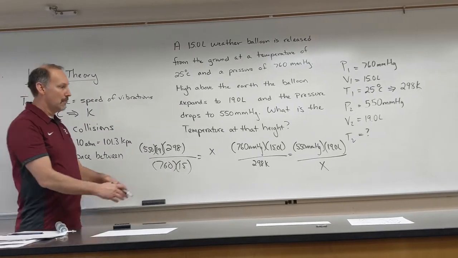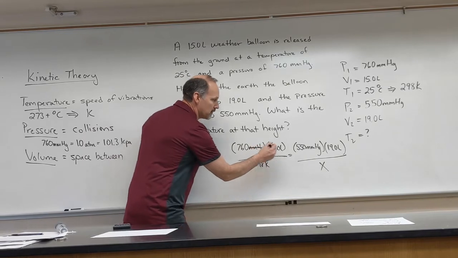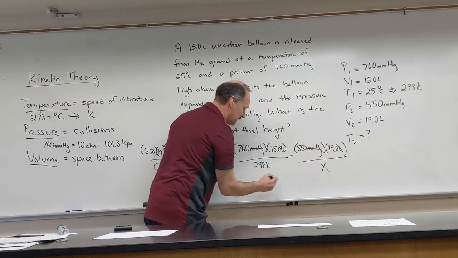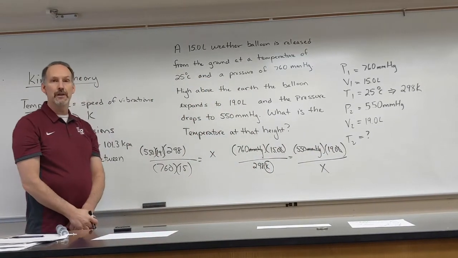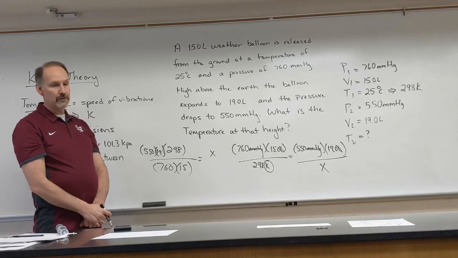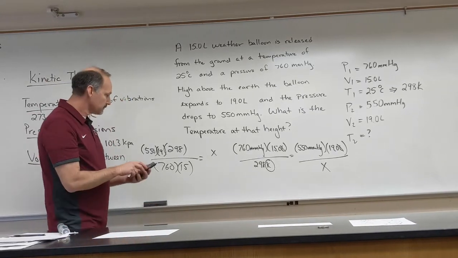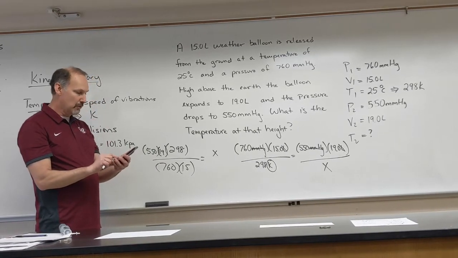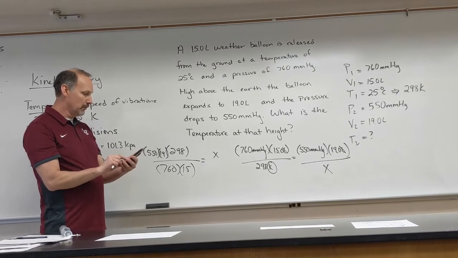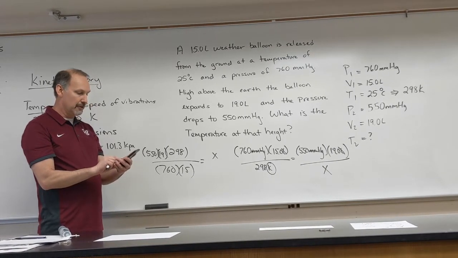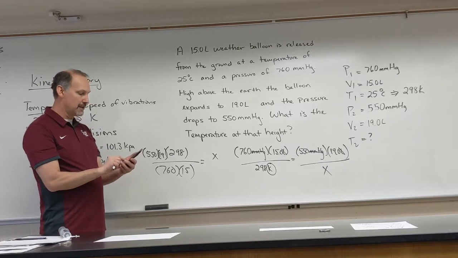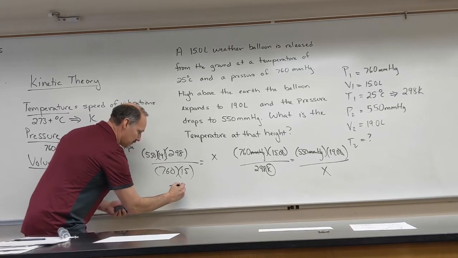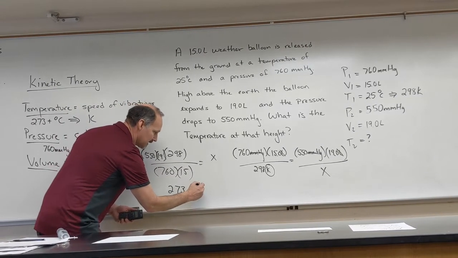And you can see back here we have millimeters of mercury on both sides. They will cancel out. We got liters on both sides. They will cancel out. Kelvins will be our leftover unit. So our answer will be in kelvins. So we're going to quickly do our math. We take 550 times 19, push equals, times 298, push equals, then divided by 760, pushing equals, and then divided by 15, pushing equals. I get an answer of 273.16 Kelvin.